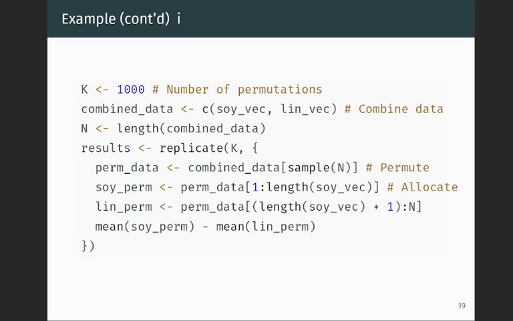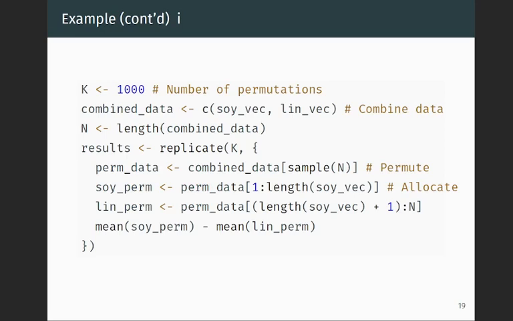Okay, so let's go back to our example and use permutation tests to compute a p-value. So we're going to fix the number of permutations at 1,000, which is a good number, but in the end it's arbitrary, you could change it. Next, we're going to create a vector called combined data, which will be the combination of soyvec and linvec. And then n, capital N, will be the length of that combined data set. So it's the sum of the number of observations in the first group and the number of observations in the second group.